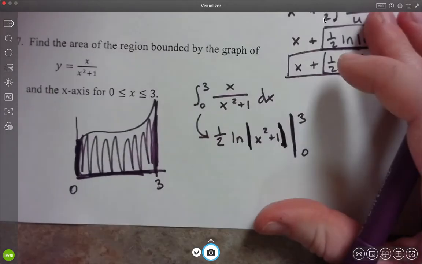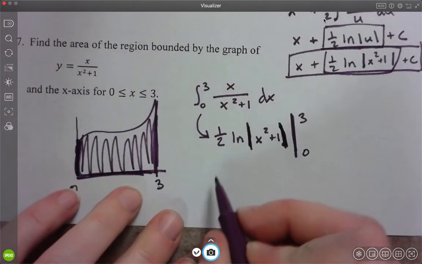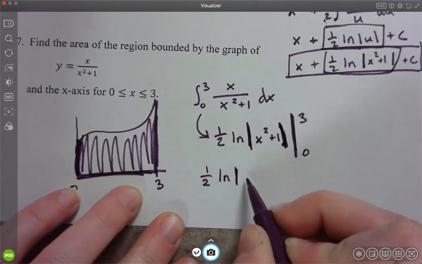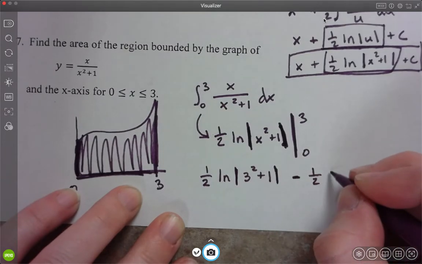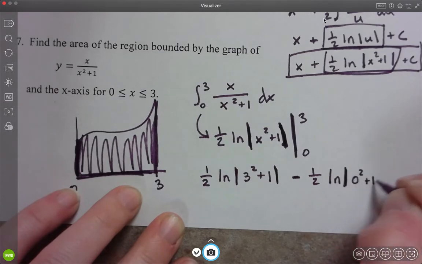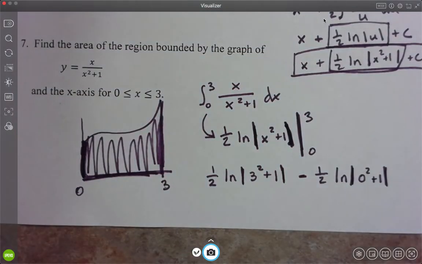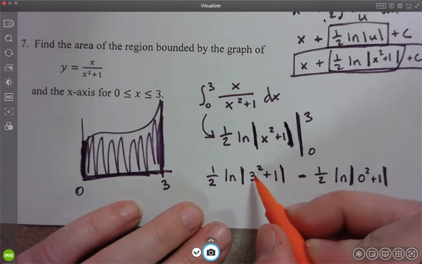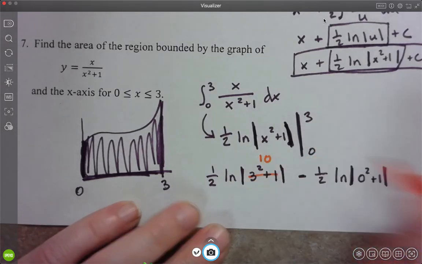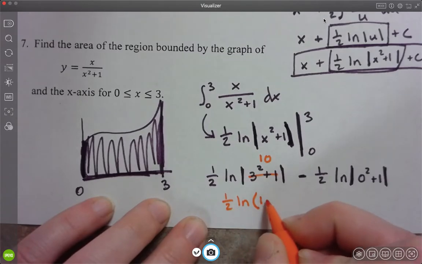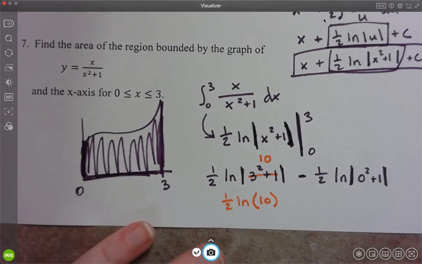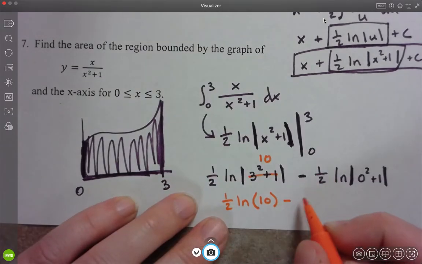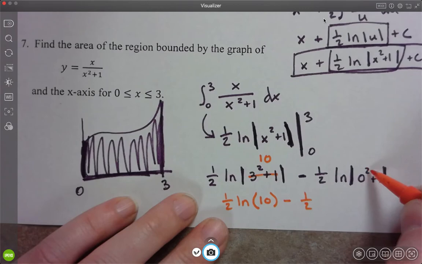Last thing we need to do, we got to cheat a little bit. That's kind of exciting. 1/2 ln absolute value. I plug in 3 first, and then I subtract the 1/2 ln of 0 squared plus 1. I'm going to simplify some things first so that I can plug this into my calculator easier. 3 squared is 9, 9 plus 1 is 10. So really this is 1/2 ln, and I don't need absolute value bars anymore. In fact, I can't plug those into my calculator anyway. You might be able to, I don't know. But the absolute value of 10 is just 10, so we can get rid of the bars. Minus 1/2. 0 squared is 0, plus 1 is just 1, so I have ln of 1.